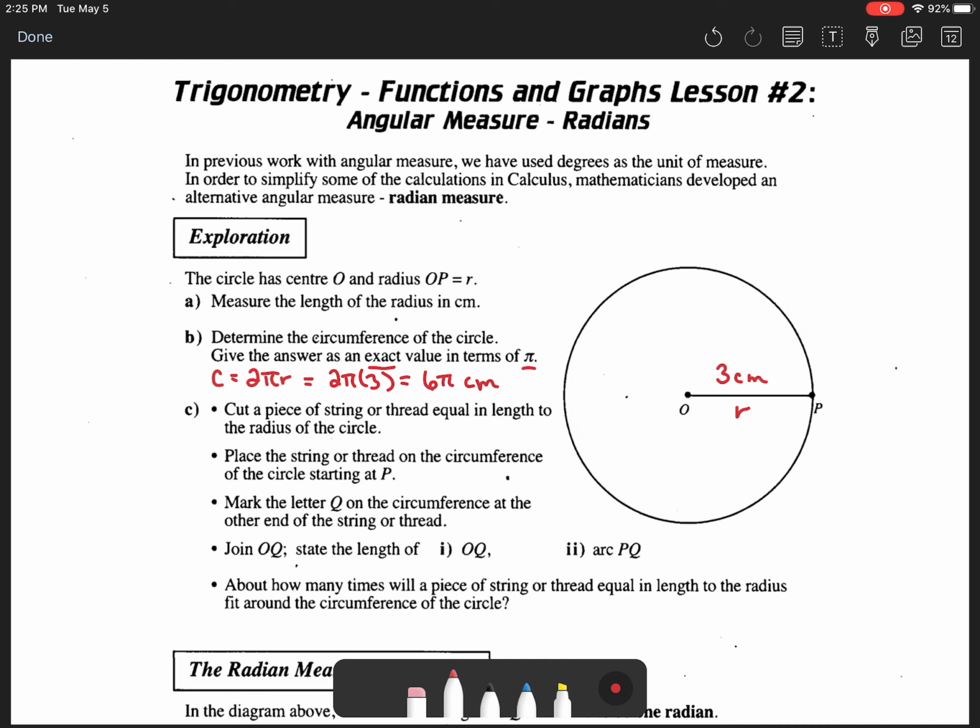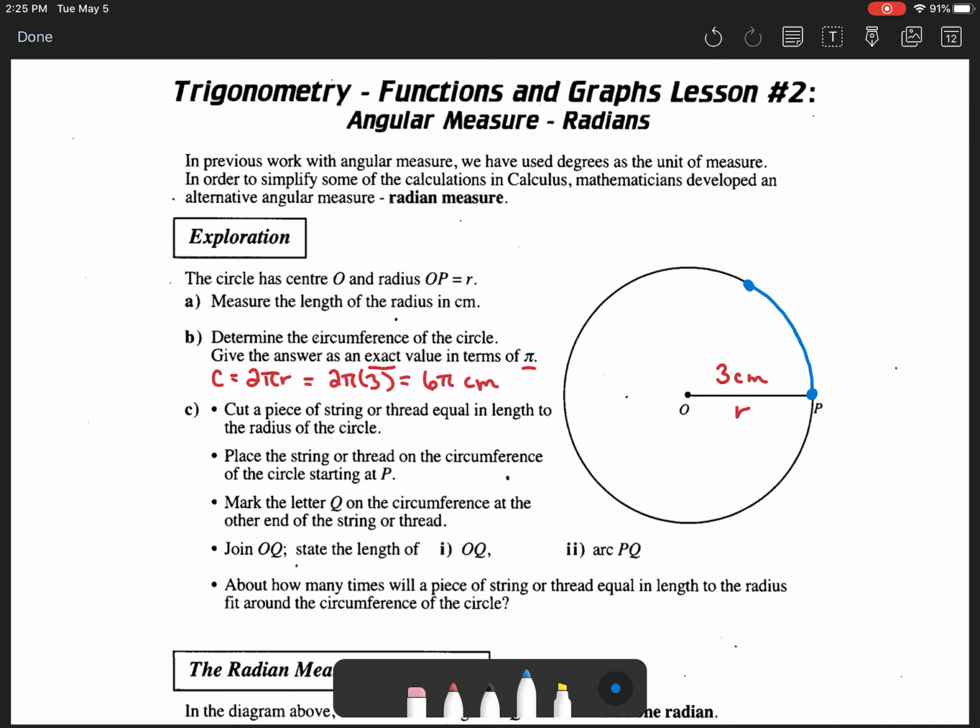So it says cut a piece of string or thread equal in length to the radius of the circle. So that's obviously going to be me cutting a piece of string or thread equal to 3 centimeters. Now it says place the string or thread on the circumference of the circle starting at P. So I would start at point P. I would take that piece of string I've just cut, that's 3 centimeters, and just lay it on the outside of the circle, and it's going to go to approximately right there. So there is a 3 centimeter string or piece of thread on the outside or circumference of the circle.